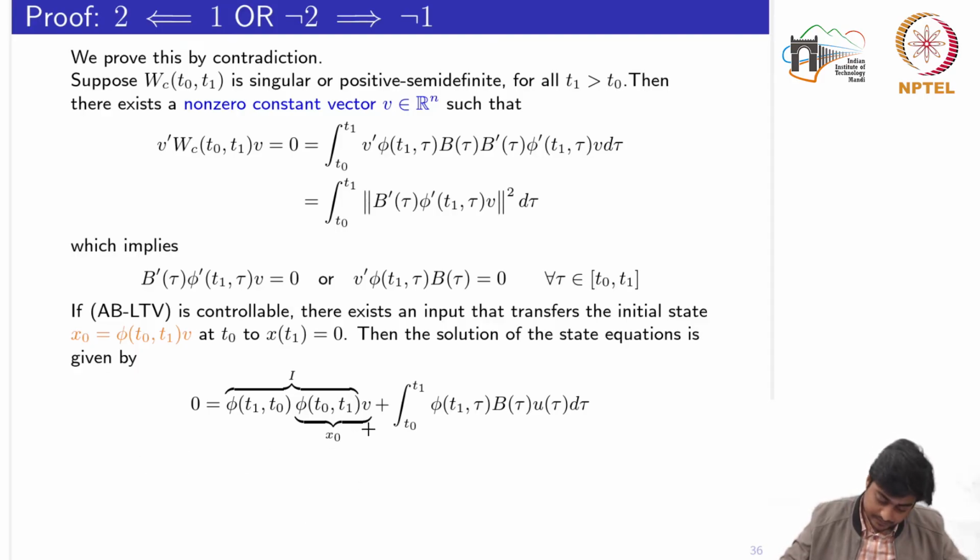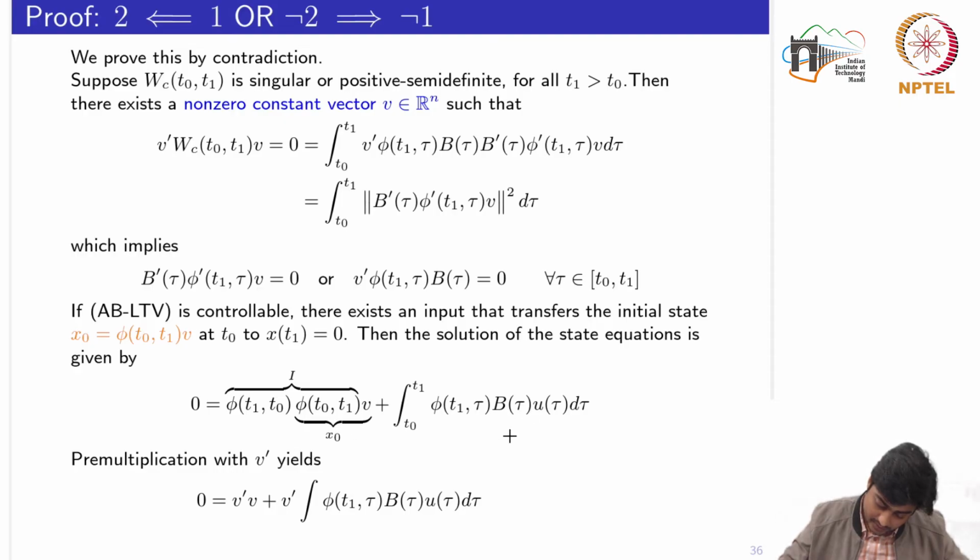So from here we would have this part v plus the rest of the part. Now if I pre-multiply that equation by v transpose, I would have v transpose v plus v transpose the rest of the part.